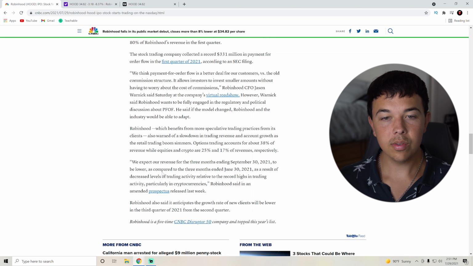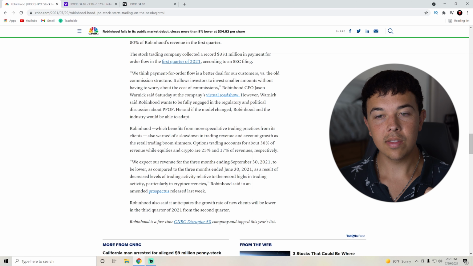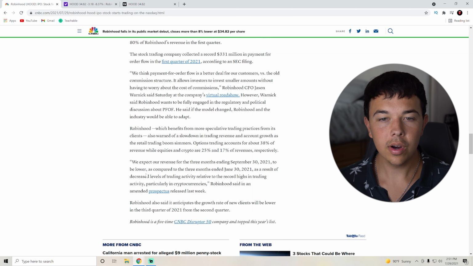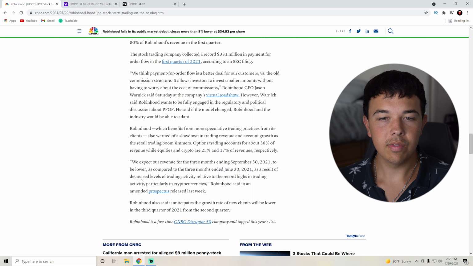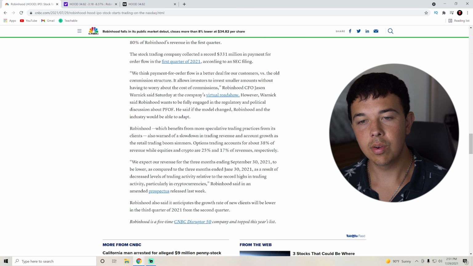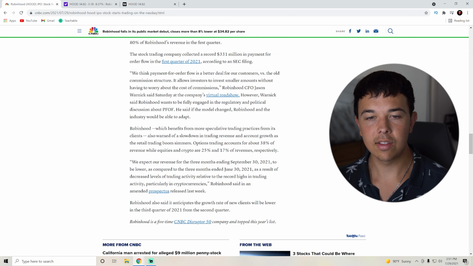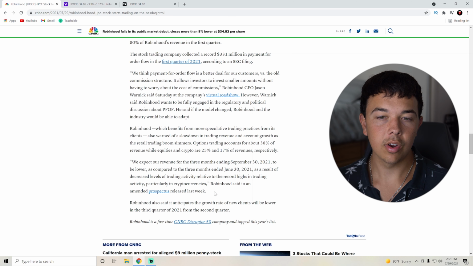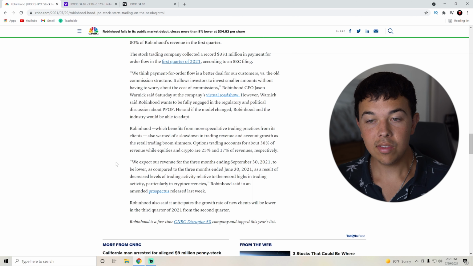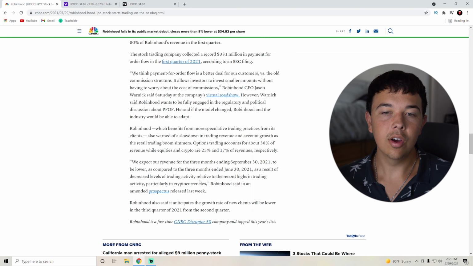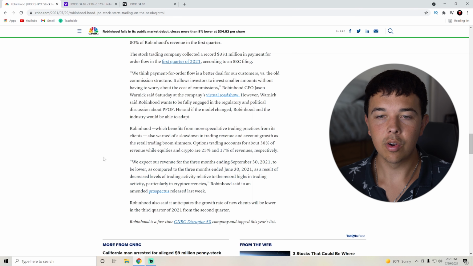This is actually a quote: "We expect our revenue for the 3 months ending September 30th, 2021 to be lower as compared to 3 months ending June 30th as a result of decreased level of trading activity relative to record highs in trading activity, particularly in cryptocurrencies." Although cryptocurrency is actually doing quite well at the moment, so we'll have to see how that goes. But I'm sure they know that cryptocurrency trading has been down a lot.